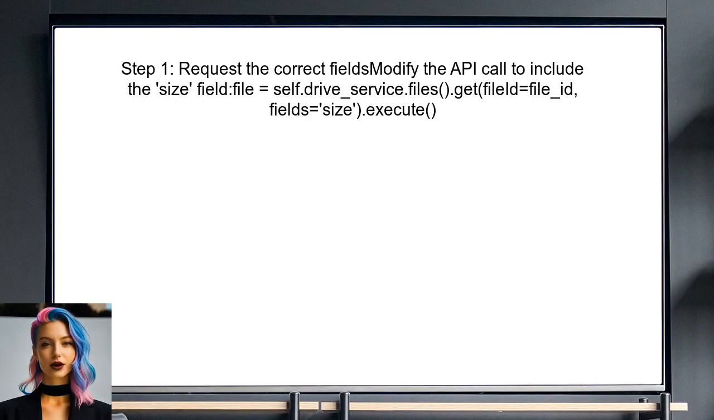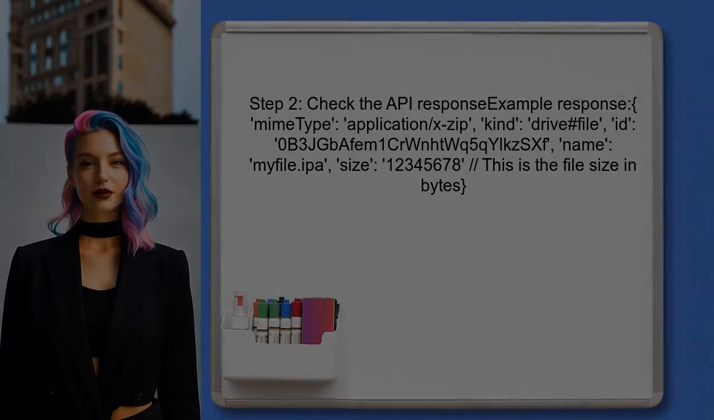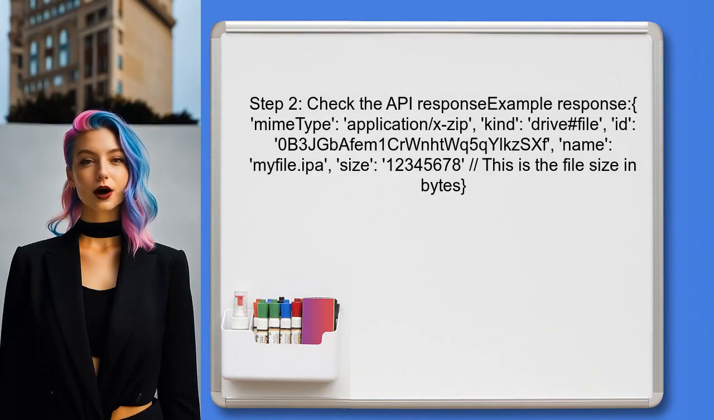To retrieve the file size from Google Drive, the user needs to ensure they are requesting the correct fields in their API call. Specifically, they should include the size field in their request. Next, the user should check the response from the API call. The file size will be included in the response if the request was successful and the correct fields were specified.